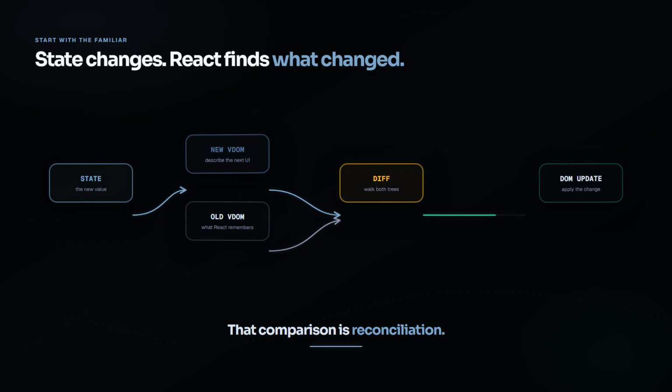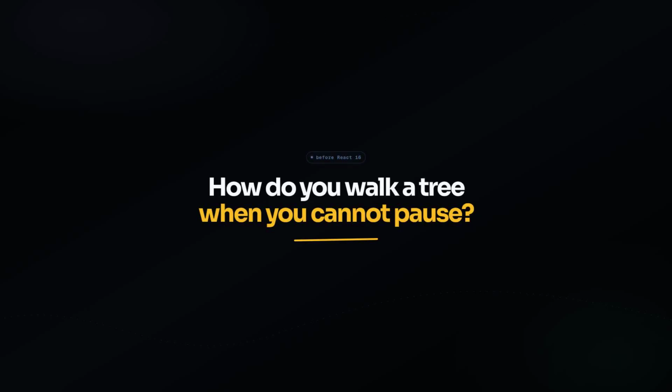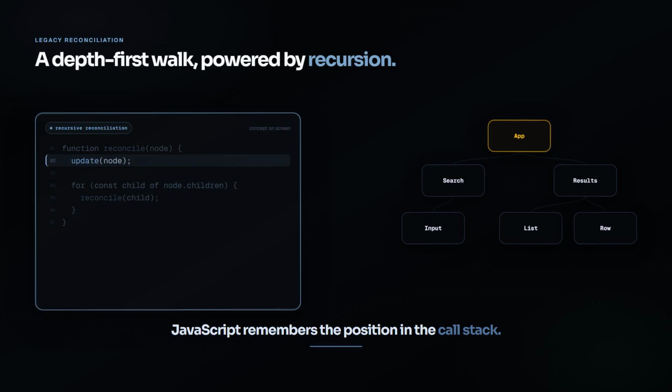All this happens by walking down the tree. It basically finds out what has changed and then applies the changes. Now, the process of finding the difference between the old tree and the new tree is what we call reconciliation. So, how did reconciliation work before React Fiber was introduced in React 16?